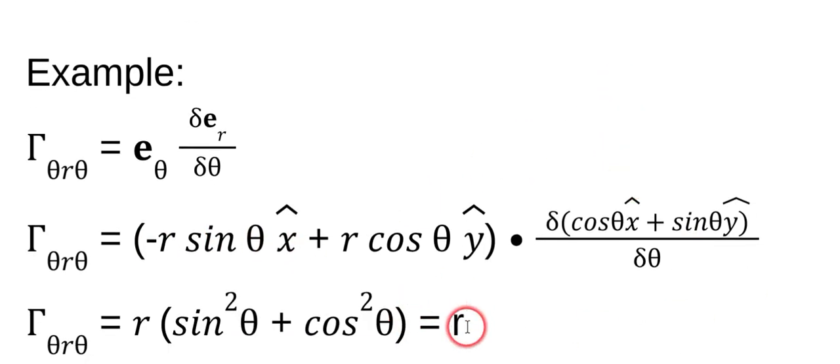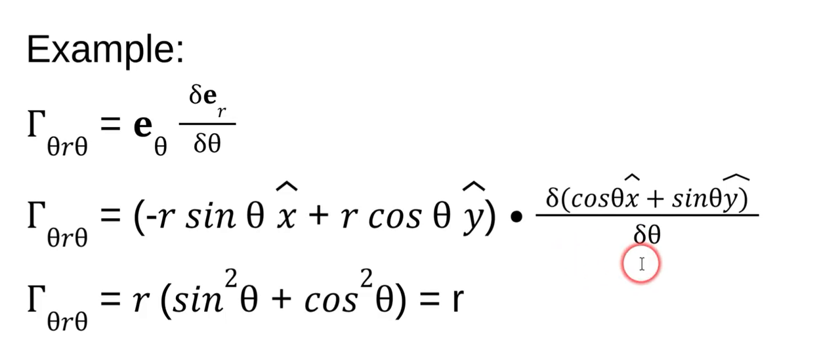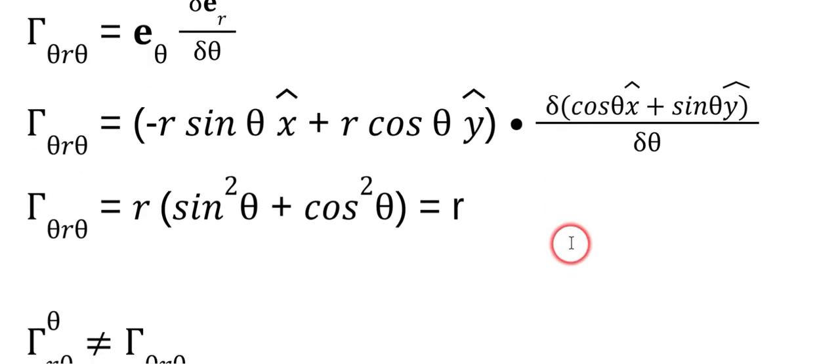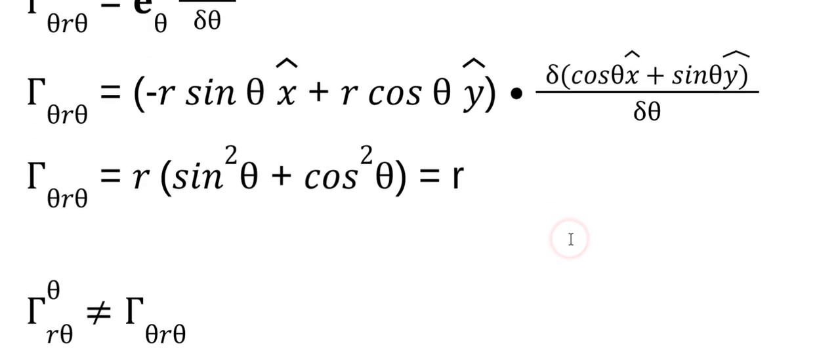You're going to get r. So by lowering that index to this first position in the covariant position, you don't get the same answer. These two things are not the same.